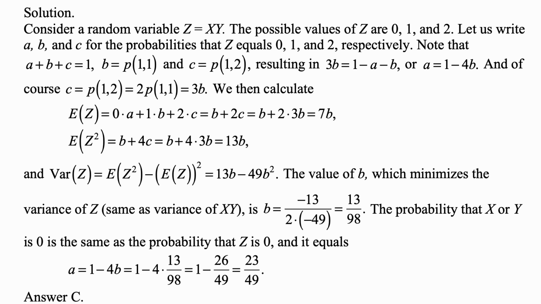The probability that x or y is 0 is the same as the probability that z is 0. We're supposed to find the probability that x or y is 0. Well, that's the same again as the probability that z is 0. And by definition, that's a. And a is 1 minus 4b. So that's 1 minus 4 times 13 over 98, which is 1 minus 26 over 49. And that's 23 over 49.